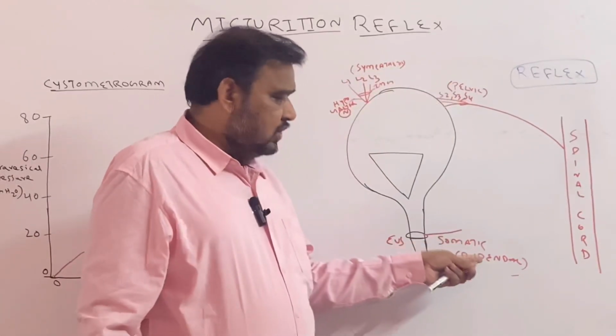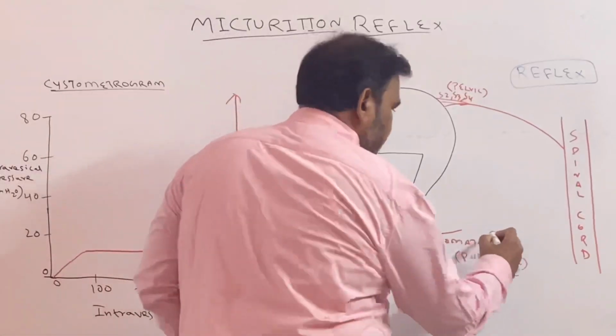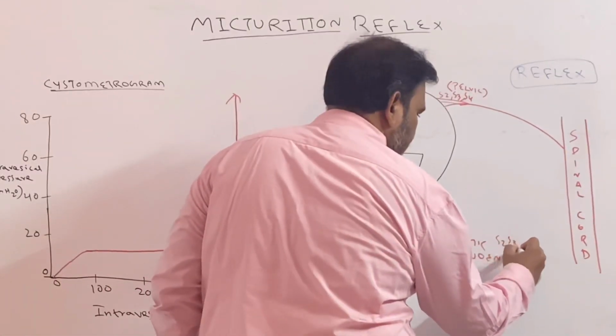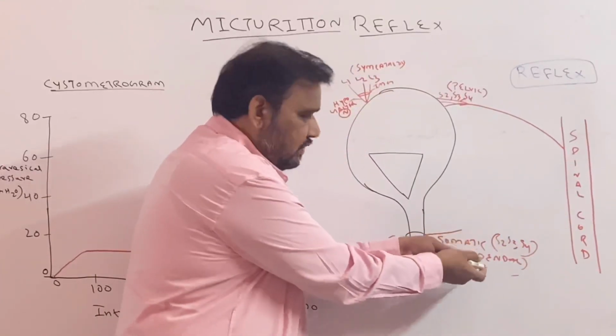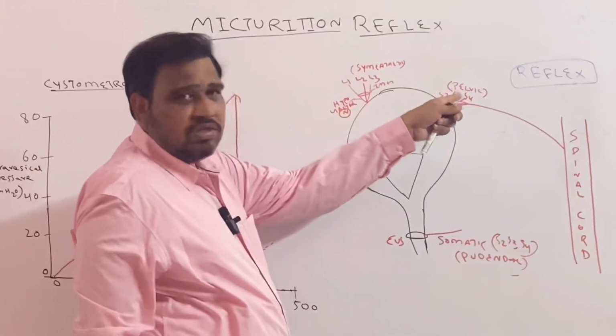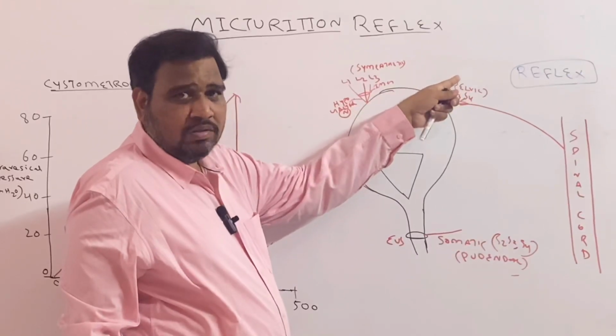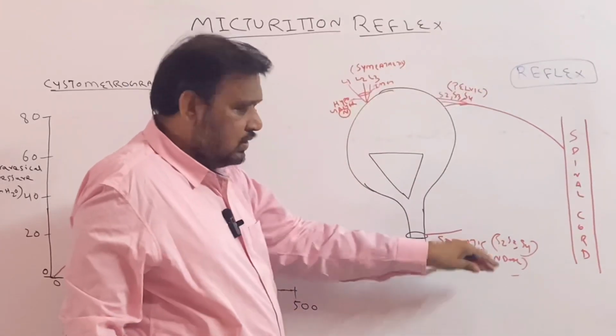This is somatic, which is the pudendal nerve, and that is also from S2, S3, S4. That you can also remember. So this S2, S3, S4 is the somatic division, which is the pudendal nerve. This S2, S3, S4 is pelvic, that is parasympathetic. So this is autonomic, this is somatic.